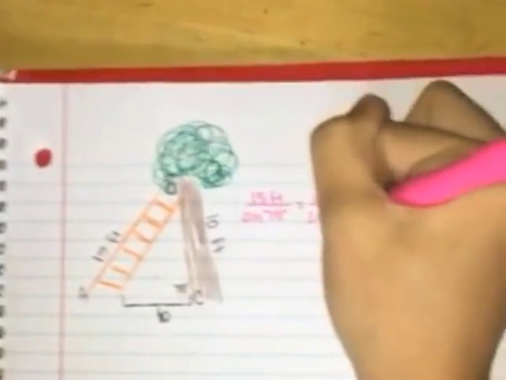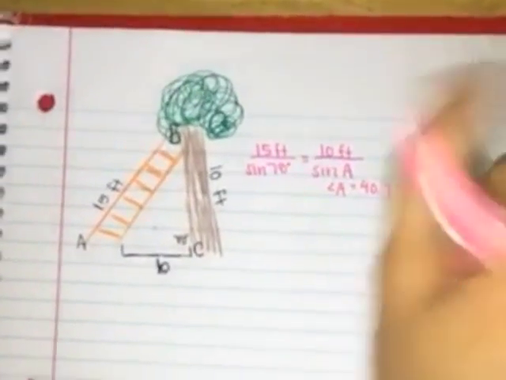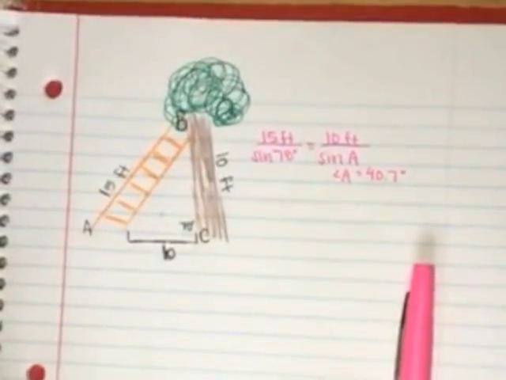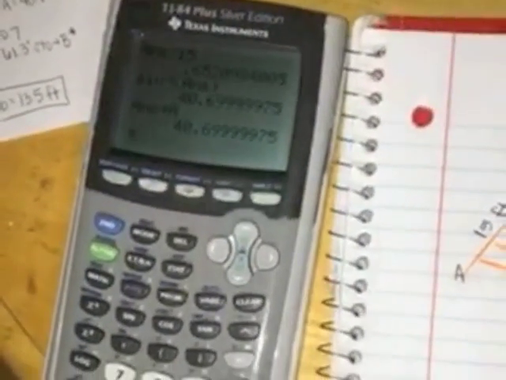So angle A is 40.7 degrees, but since we have to use this angle again, we need to store it in our calculator. So we hit store, and then alpha A. And so now it's stored in our calculator.